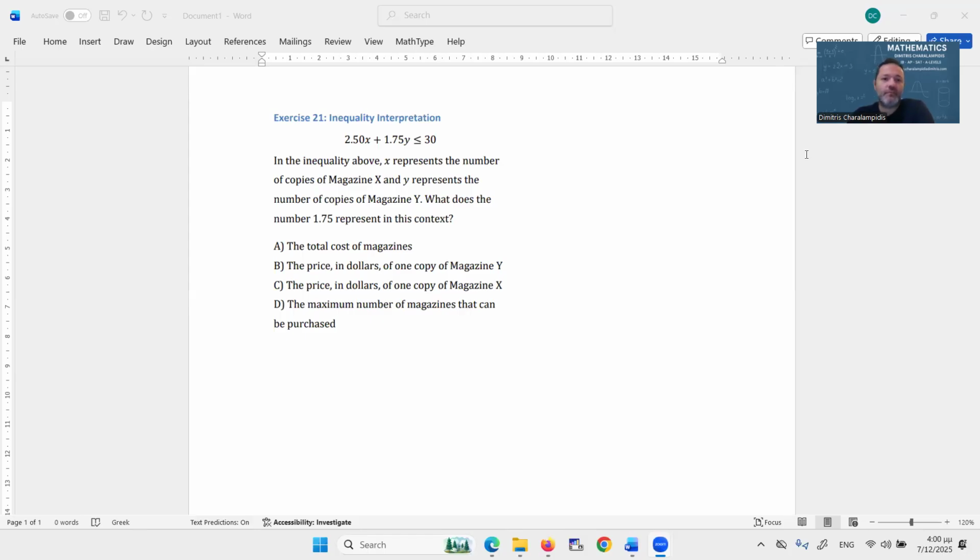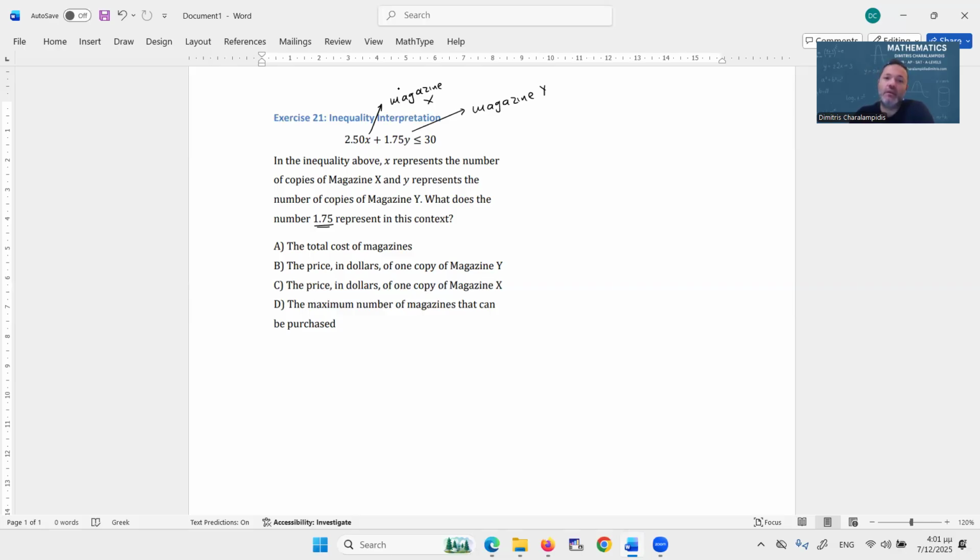Exercise 21. In the inequality above, 2.5x plus 1.75y is smaller or equal to 30, x represents the number of copies of magazine X. And y represents the number of copies of another magazine Y. So, y stands for the magazine Y. What does the number 1.75 represent in this context?